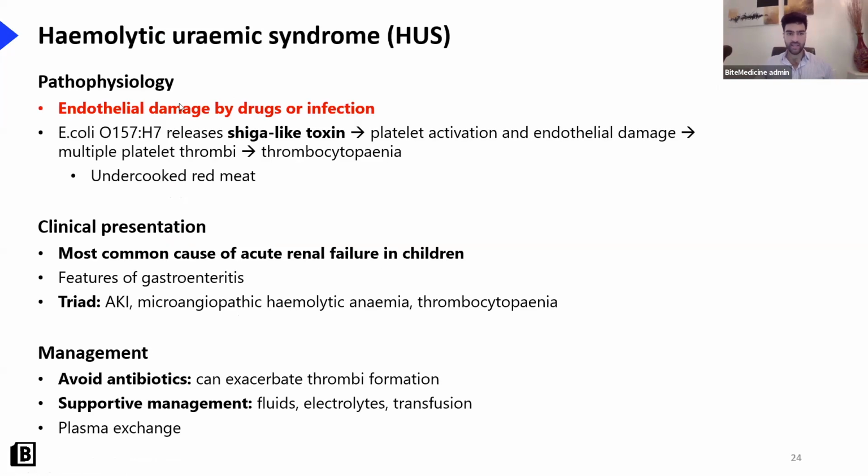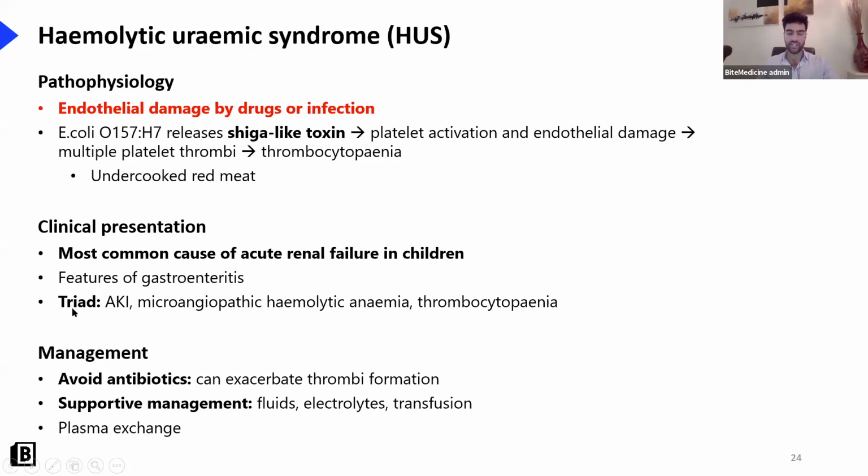So as we said, the organism releases a toxin which activates the platelets. Like TTP, you get multiple platelet thrombi, and that drops your platelet count. Again, because you're forming lots of thrombi, what's going to happen to your red blood cells? They're going to shear as they go through the thrombi, they're going to get destroyed, and you're going to become anemic. So that's why you can give these patients blood transfusions if they're severely anemic.